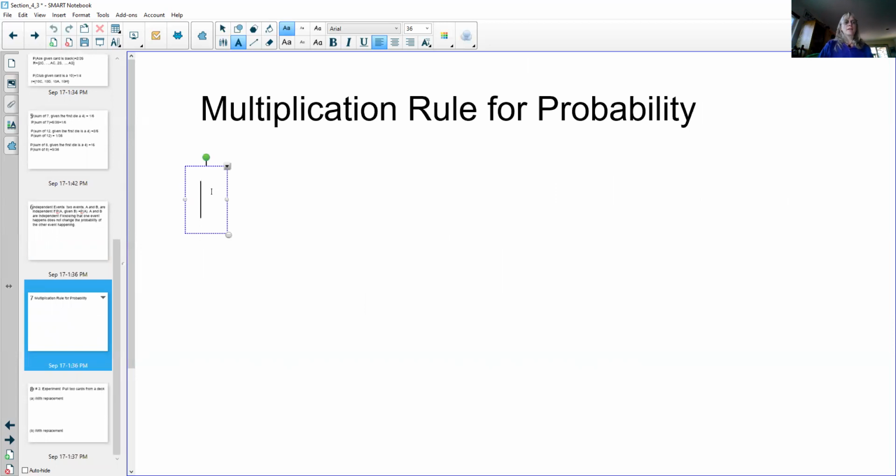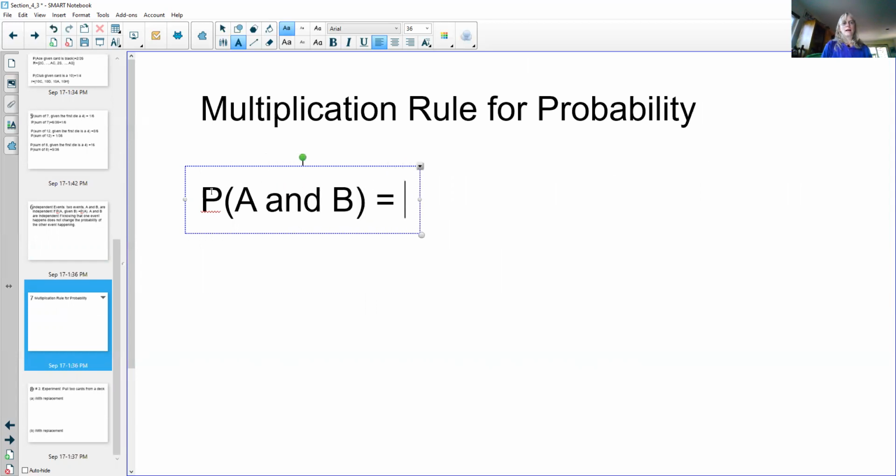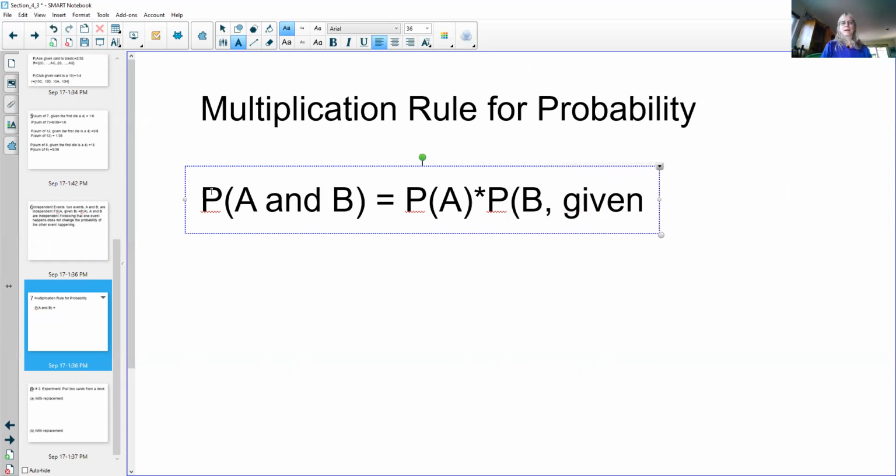This gets us to the last rule. I don't really use this rule very often either, but it does say the probability of A and B. It's called the multiplication rule for probability. And it says the probability of A and B is the probability of A times the probability of B given that A has happened.